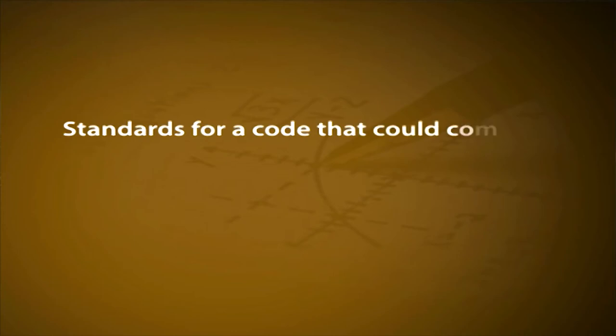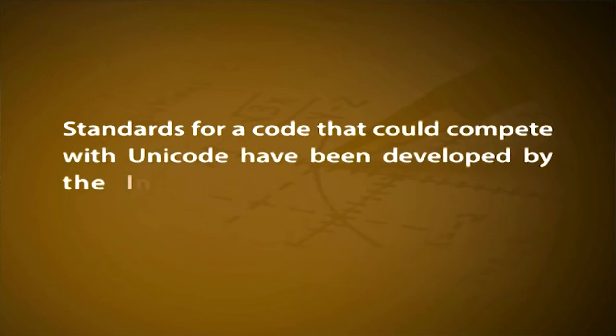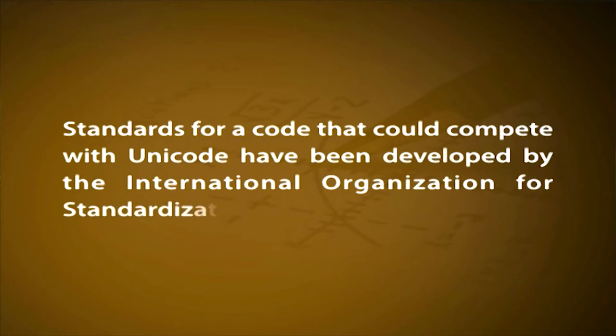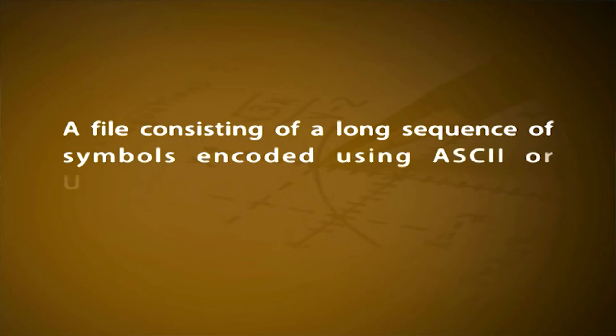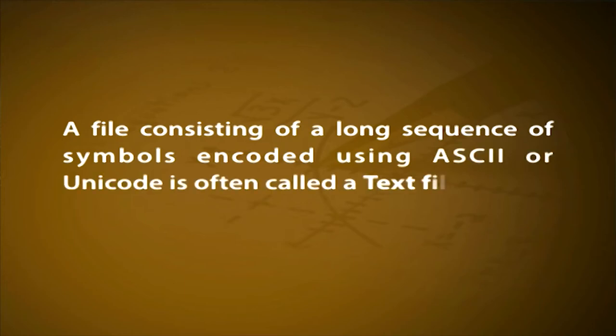Standards for a code that could compete with Unicode have been developed by the International Organization for Standardization. Using patterns of 32 bits, this encoding system has the potential of representing billions of different symbols. A file consisting of a long sequence of symbols encoded using ASCII or Unicode is often called a text file. It is important to distinguish between simple text files that are manipulated by utility programs called text editors and the more elaborate files produced by word processors.